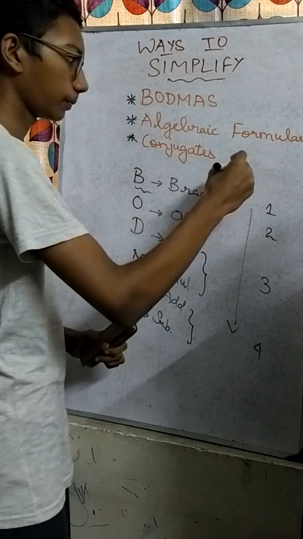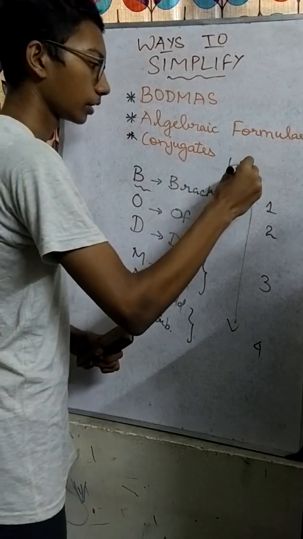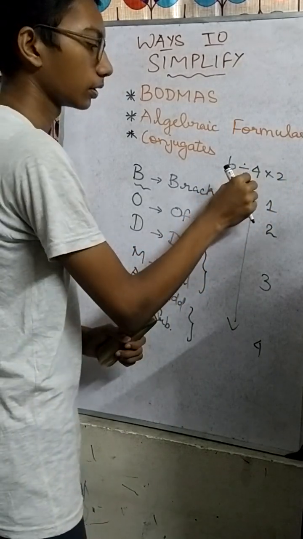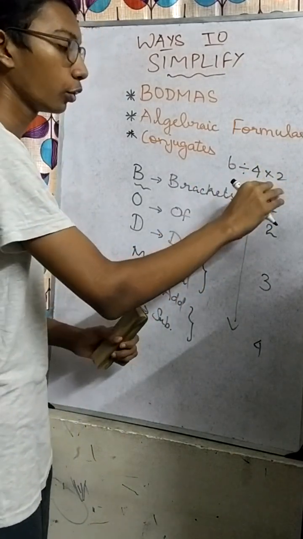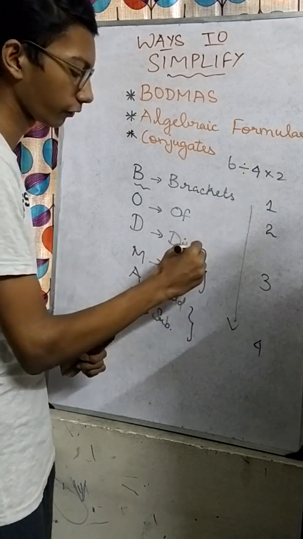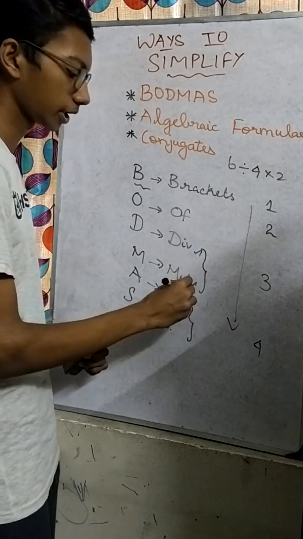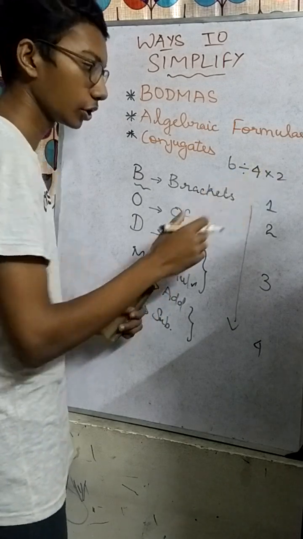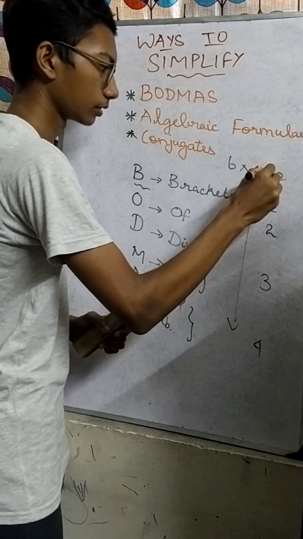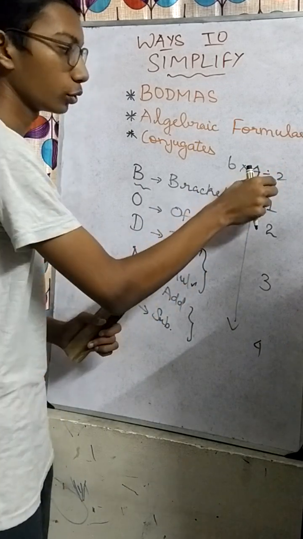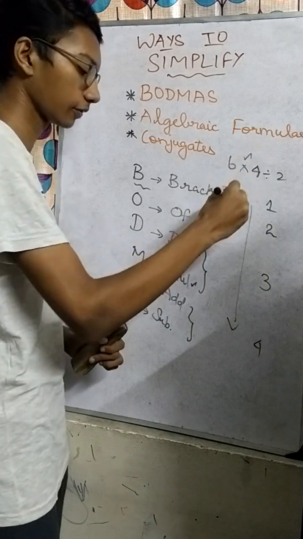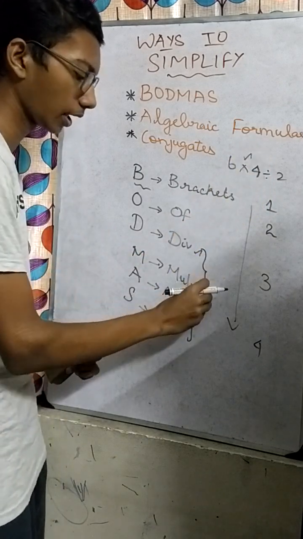Let's see with an example. We have 6 divided by 4 times 2. Here we have both division and multiplication. How do we do this? If we follow the order, we should do division, then multiplication. But what if it is like this, 6 times 4 divided by 2? Should we do division first or multiplication first? In this case, we should do multiplication first, although it is not in the order of D and M.